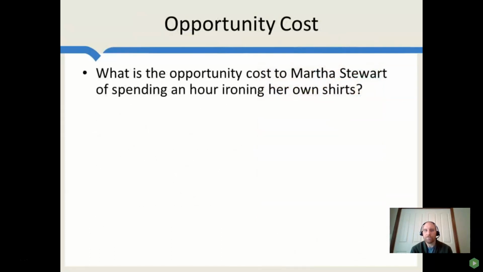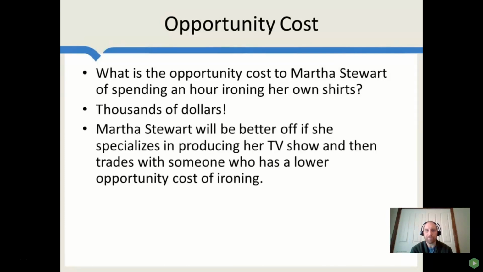The most important point to remember is that the important cost is opportunity cost. So what is the opportunity cost to Martha Stewart of spending an hour ironing her own shirts? Well, it could be thousands of dollars at least. Martha Stewart will be better off if she specializes in producing her television show and then she trades with someone else who has a lower opportunity cost of ironing.